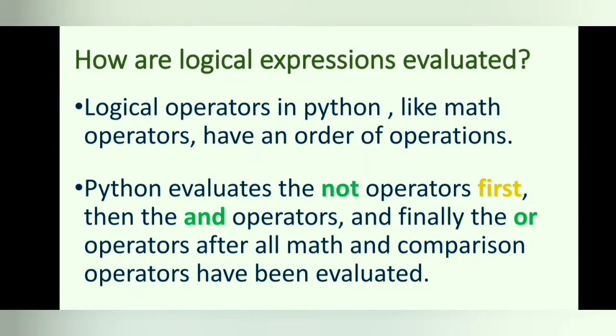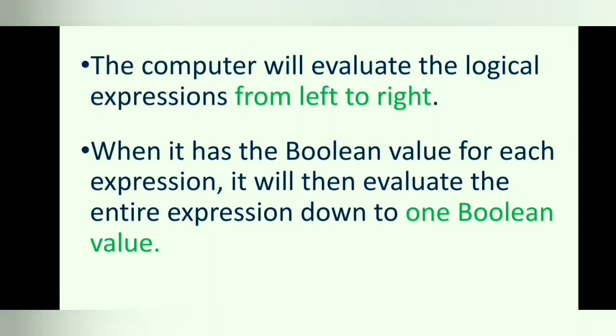How are logical expressions evaluated? Logical operators in Python, like math operators, have an order of operations. Python evaluates the NOT operators first, then the AND operators, and finally the OR operators after all math and comparison operators have been evaluated. The computer will evaluate the logical expressions from left to right. When it has the Boolean value for each expression, it will then evaluate the entire expression down to one Boolean value.